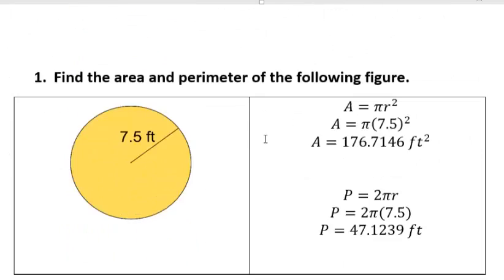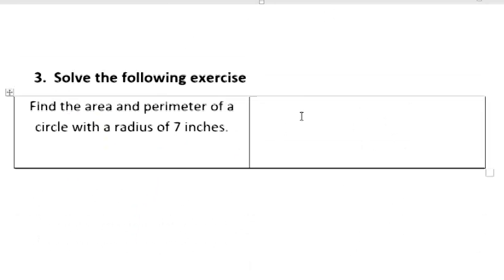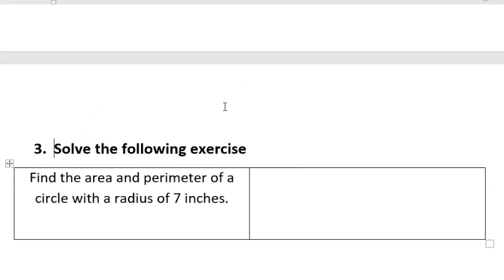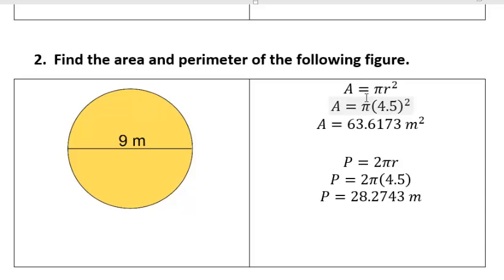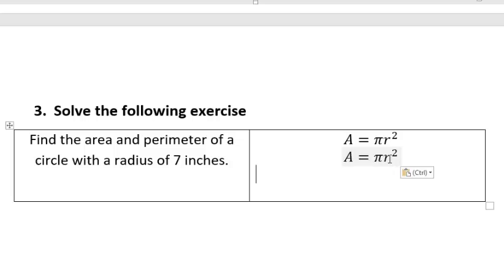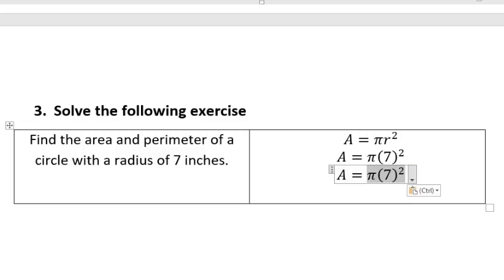Okay, so let's go with the next one. Find the area and perimeter of a circle with a radius of 7 inches. Okay, so it's still a circle, so I'm still gonna use the formula of a circle. Area of a circle is pi r squared. The radius in this case is 7 inches, so I'm gonna put 7. That will give me an answer of 153.9380 inches.